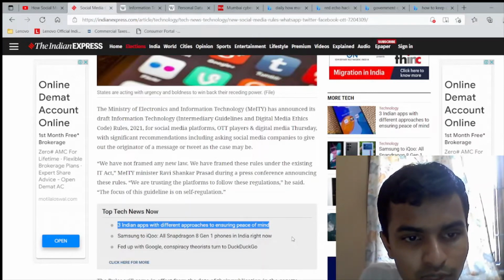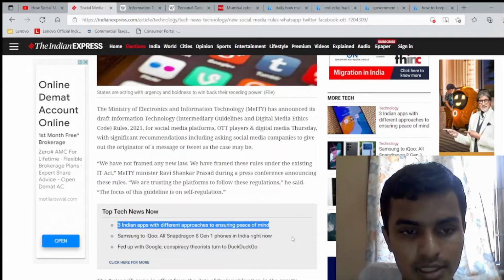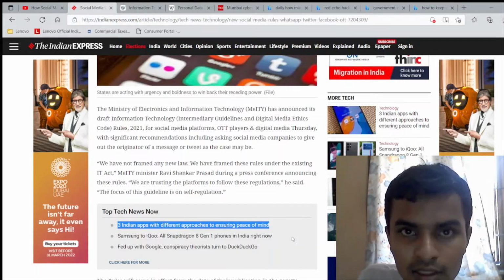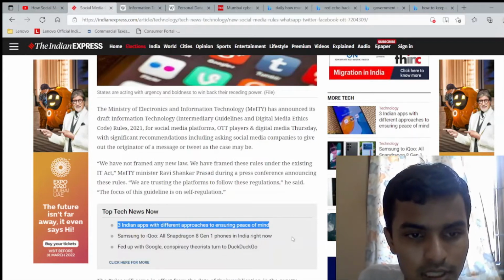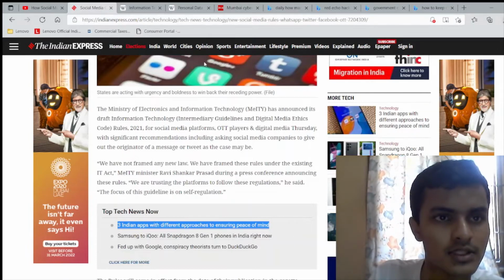We have not framed any new law. This is by the government. The IT minister, he was then the IT minister. We have framed these rules under the existing IT Act, Ministry of IT. His minister Ravi Shankar Prasad, during a press conference announcing the rules, told that we are trusting the platforms to follow these regulations. He said the focus of this guideline is on self-regulation. So this is about it.